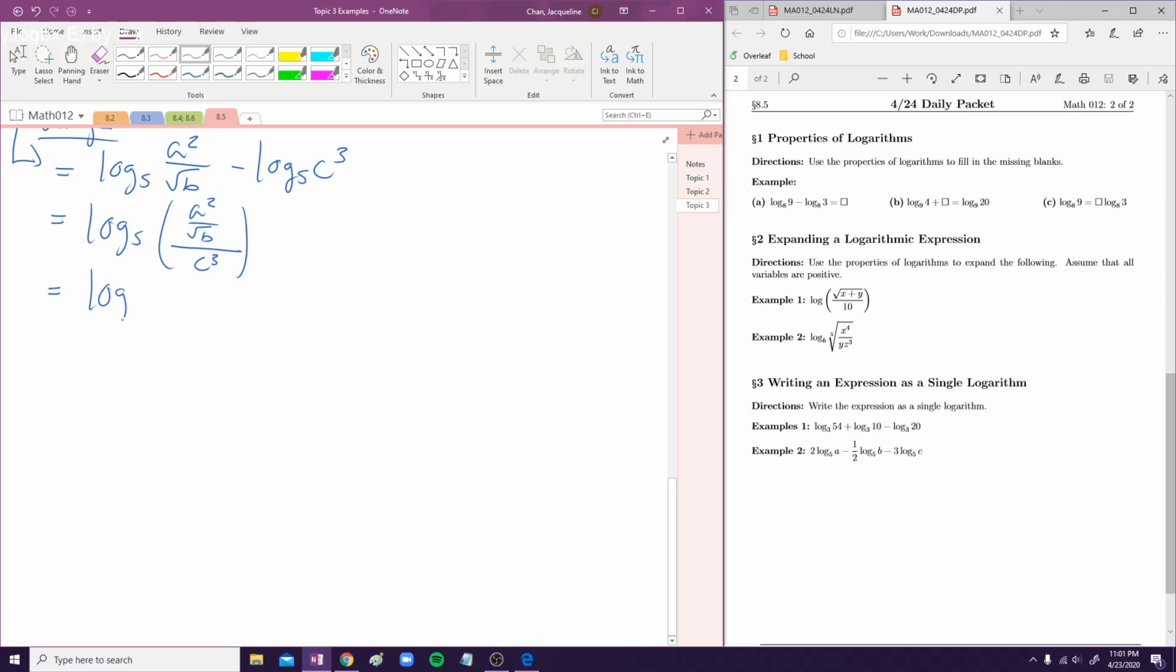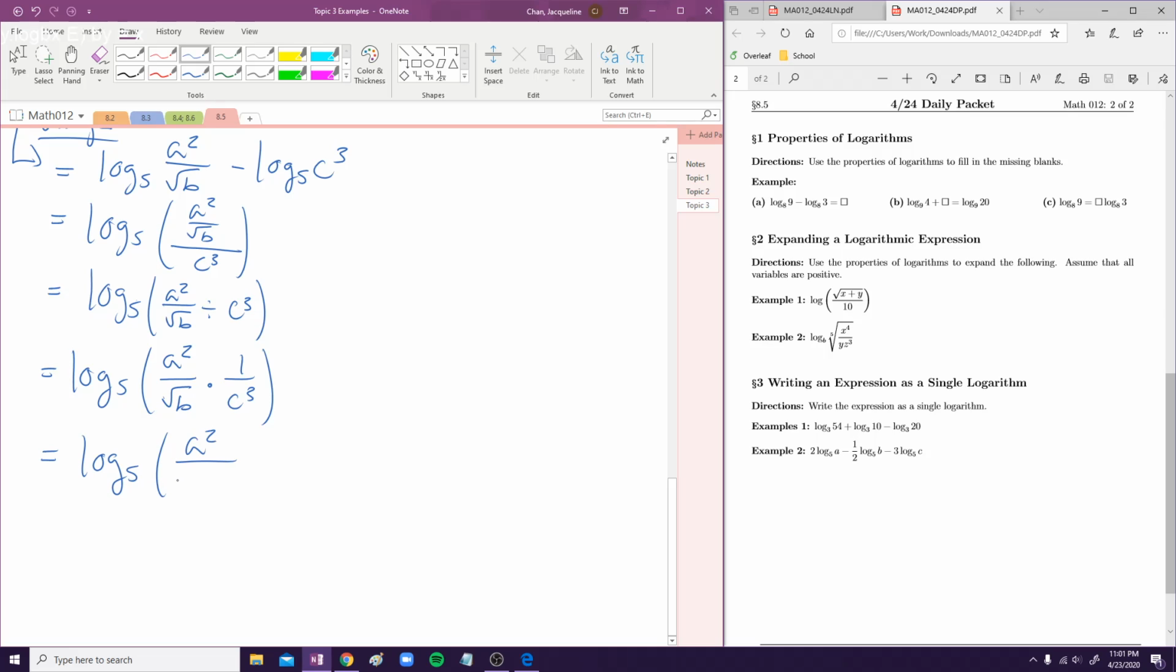So this is going to be log base 5, and since we're dividing, what do we know? This is A squared over square root of B divided by C cubed. And when we divide, we can change it to multiplication. So this is times the reciprocal. And when we multiply, we just do top times top and then bottom times bottom. So this is A squared over C cubed square root of B.